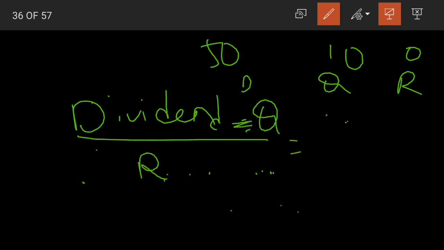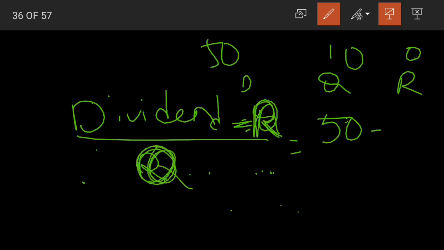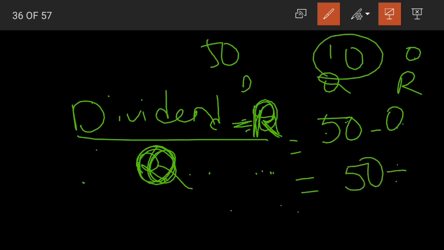Now what is the dividend here? 50 is our dividend. Sorry, dividend minus remainder divided by quotient. What is the remainder? 0. Yes. So first let us subtract. 50 minus 0 becomes 50. Now what should we do? Divide it by our quotient, that is 10. Now 50 divided by 10.